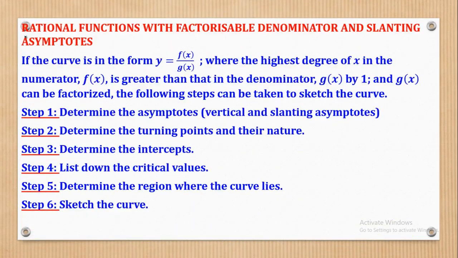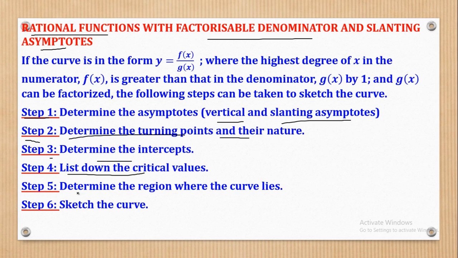So now we shall go to the other type of rational functions, and these are the ones with a factorizable denominator and slanting asymptotes. We are talking more about the slanting asymptote in the next slide. But these are the steps which need to be taken. One is to determine the asymptotes, that is vertical and slanting asymptotes. Then step two, determine the turning points and their nature. Step three, intercepts. Step four, critical values. Step 5, region. And step 6, curve. So all these ones you are covered with.